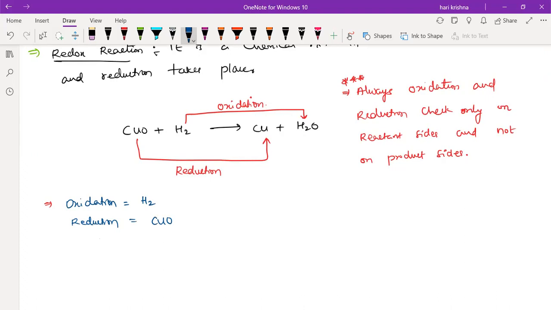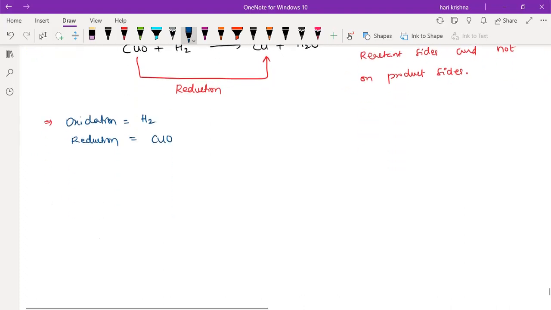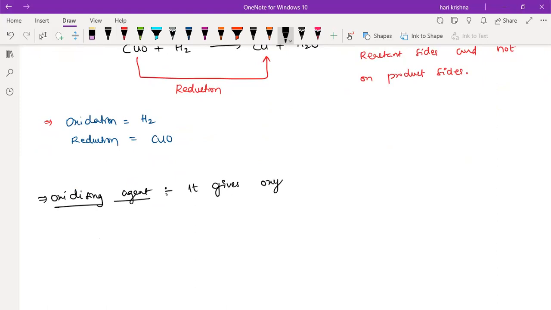We have one more differentiation part, the oxidizing agent and the reducing agent. So what is the meaning of oxidizing agent? It gives oxygen to a substance, or removes hydrogen from a substance.